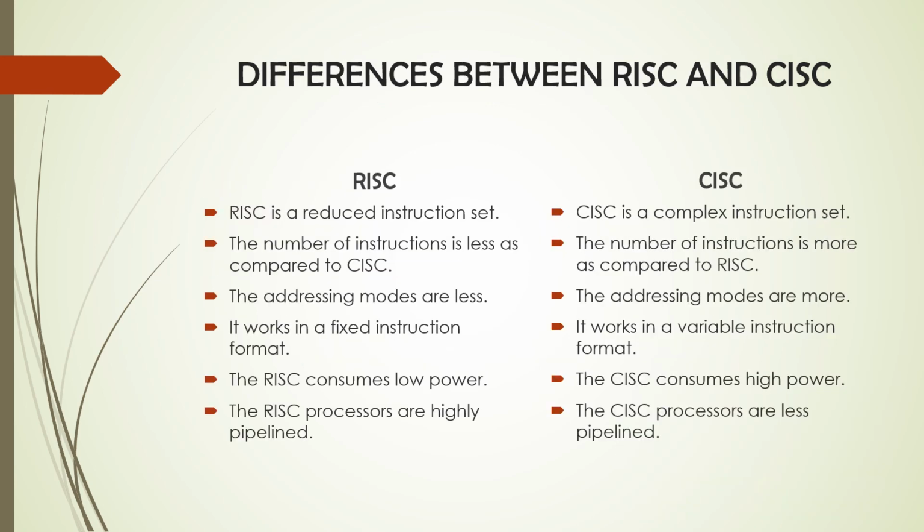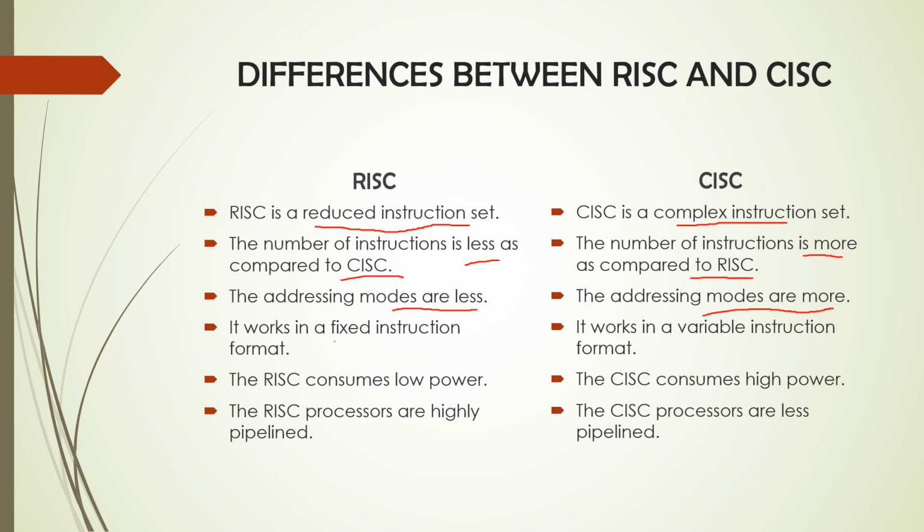Let us see the difference between RISC and CISC. As we all know, RISC is known as reduced instruction set, whereas CISC is called complex instruction set. The number of instructions is less in RISC as compared to CISC, and a single instruction can perform many operations, whereas the number of instructions used in CISC is more compared to RISC. The addressing modes in RISC are fewer and the addressing modes used in CISC are more.